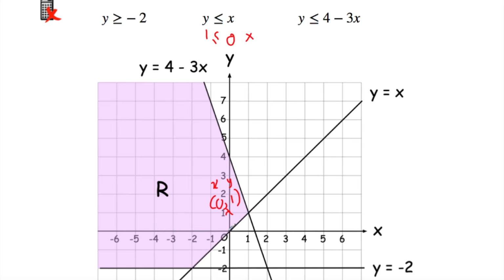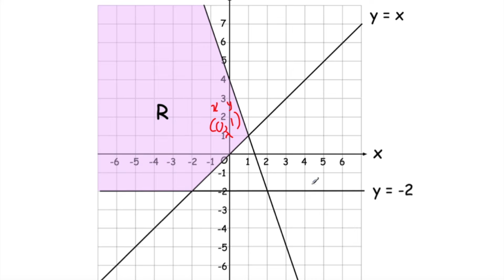And has he shaded the right side? So let's choose the origin. And let's just check, has he got the right side of the line? So here we've got the point 0, 1 again. And it's not on the line, so let's use that. So y, which is 1, is less than or equal to 4 subtract 3 times 0, which is 4, and that does work. So that means that that is on the right side. So he did shade the right side of that line, but it's just that line y equals x.